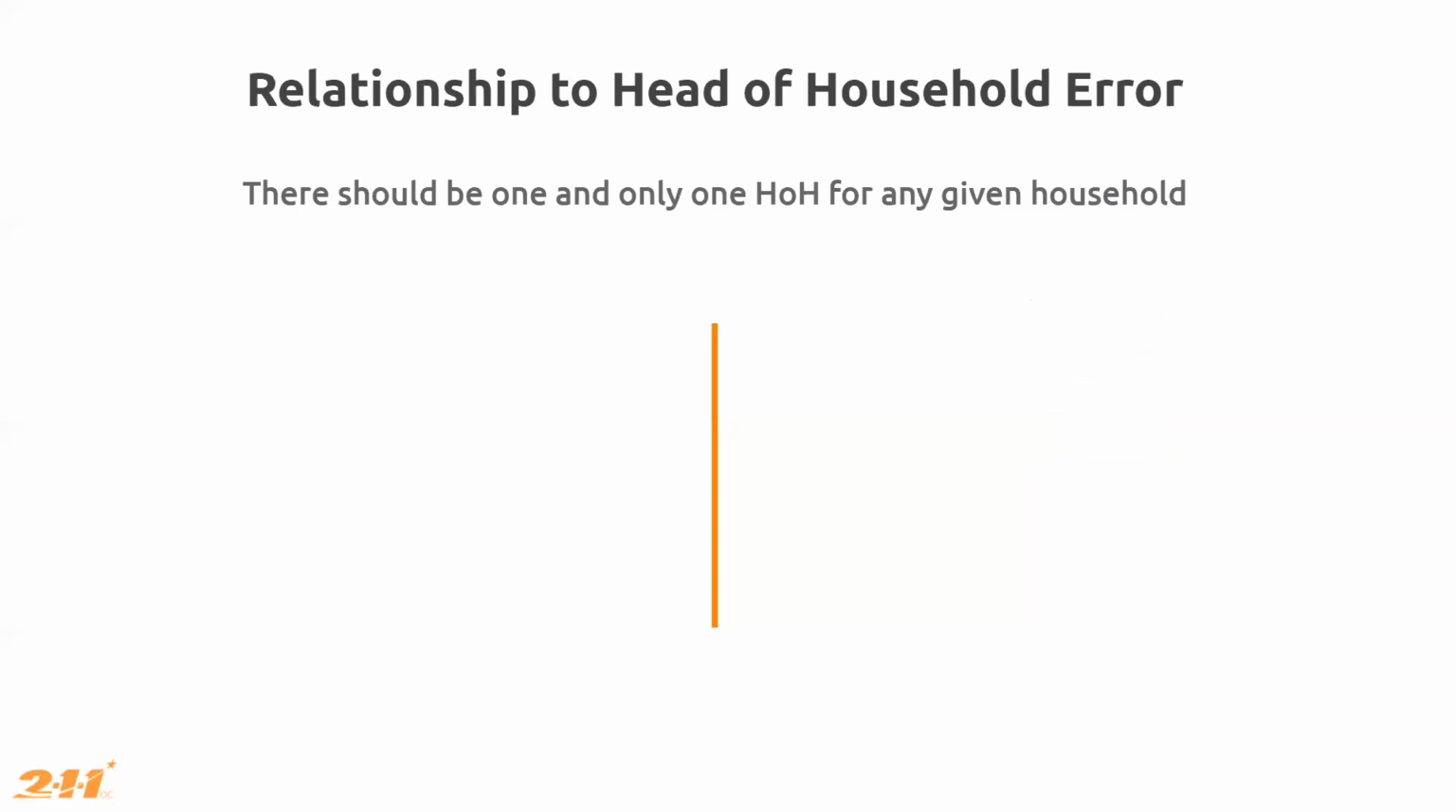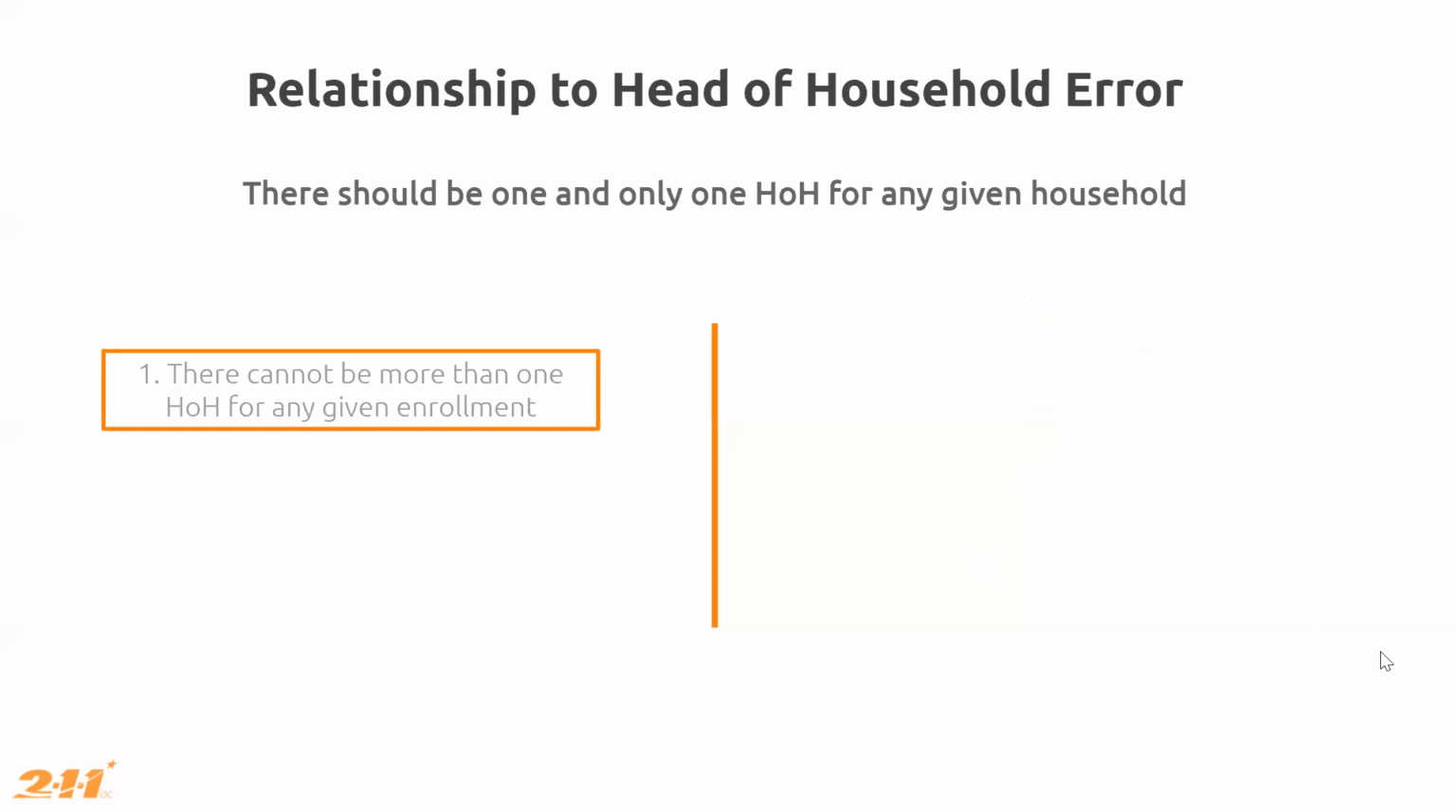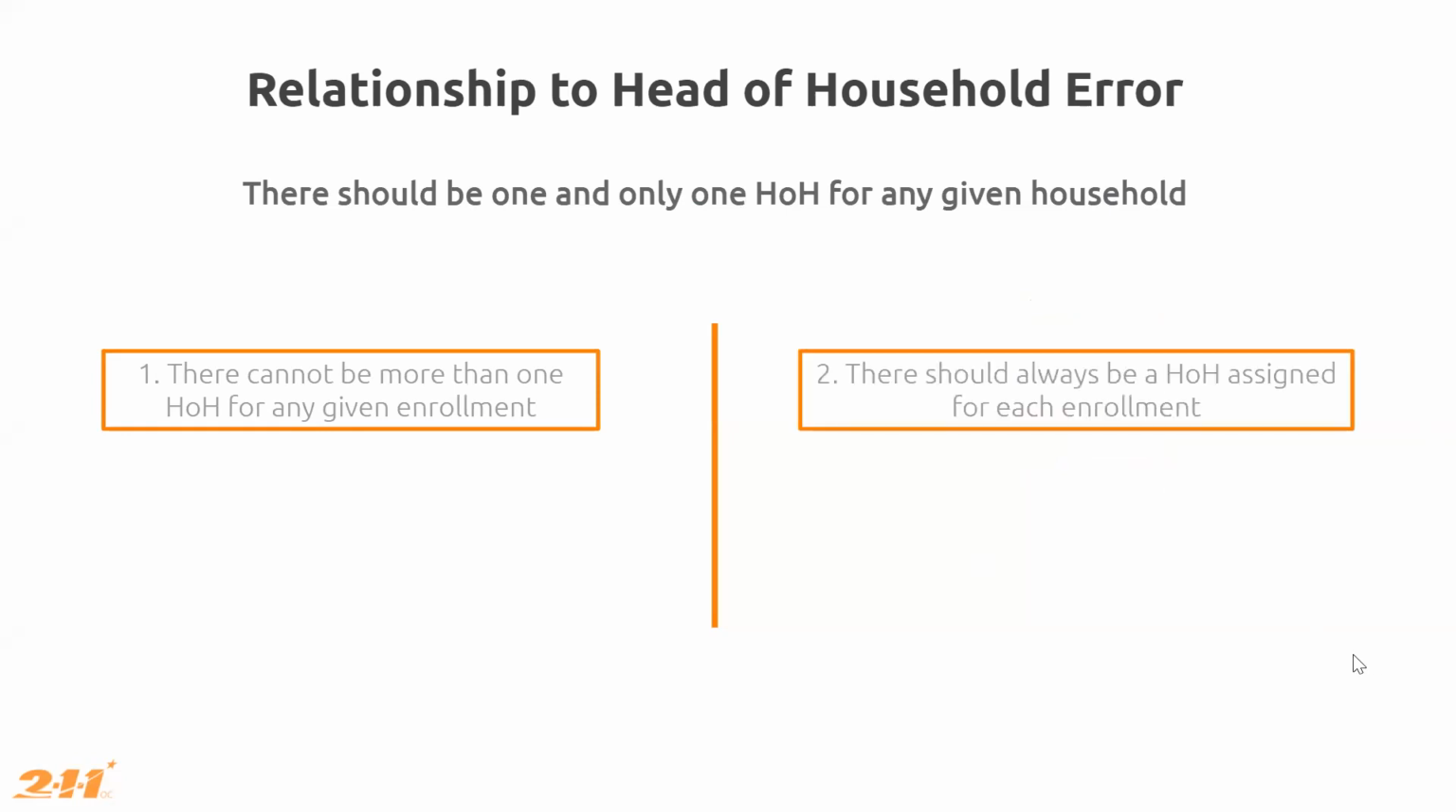That means a household cannot have more than one head of household. And there should always be one head of household assigned for each enrollment.